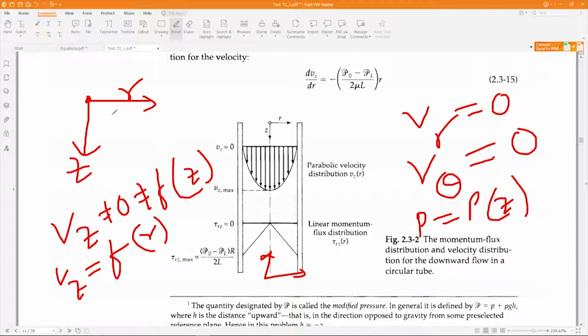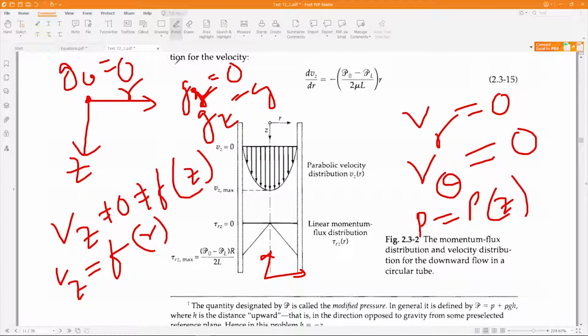Is there gravity? Yes. So what are the components? g_r, there will be no gravity component in the radial direction because we don't have a centrifuge, right? There is no centrifugal force acting here. So we'll have 0. What is the gravity in the Z direction? That is g_z. What is the gravity in the theta direction? 0, right? Okay, so with this, now we can use the equation of motion.